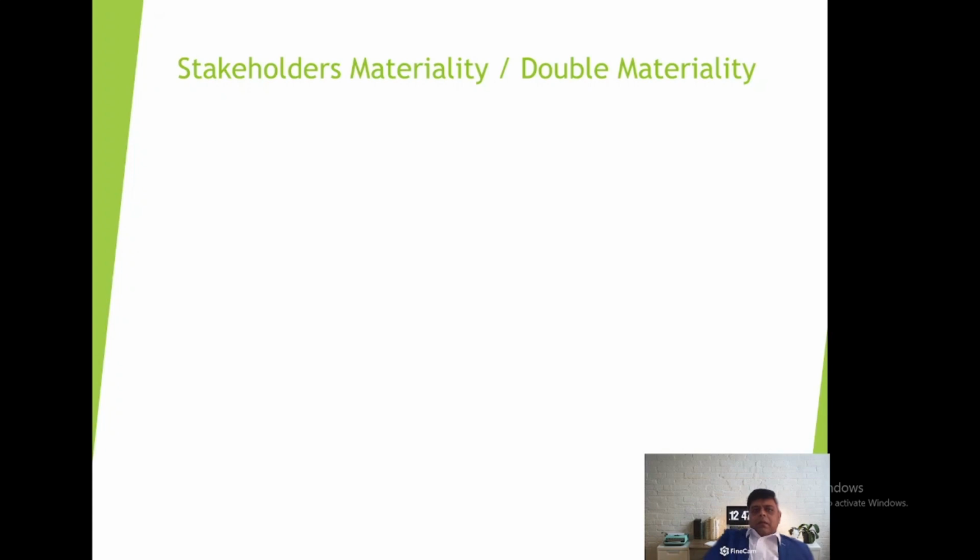Next important concept is materiality. Materiality as a definition, as a concept, has been used in various professions in a different way according to their own context. For example, in case of accounting and reporting, it has a different definition, whereas in case of auditing, a different definition is used.